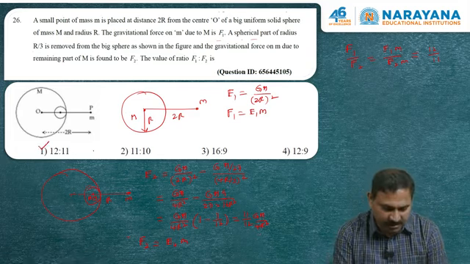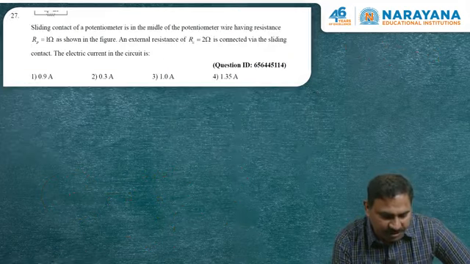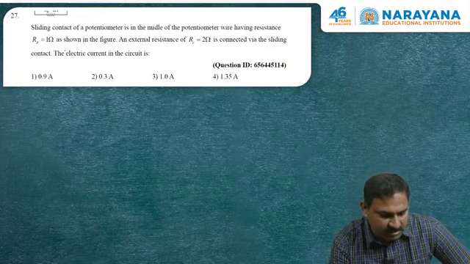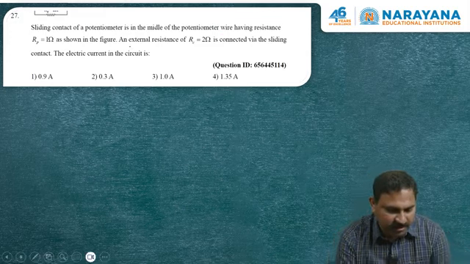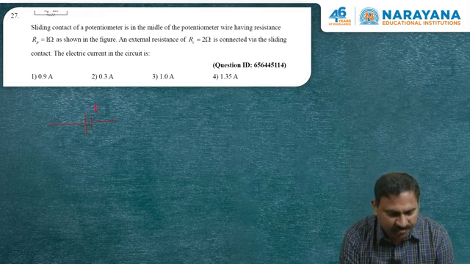Let us go to the second question. Here, the sliding contact of a potentiometer is in the middle of the potentiometer wire having resistance 1 ohm as shown in the figure. Here the diagram is a bit missing. Actually, here it is given a source of EMF 0.9 volt.